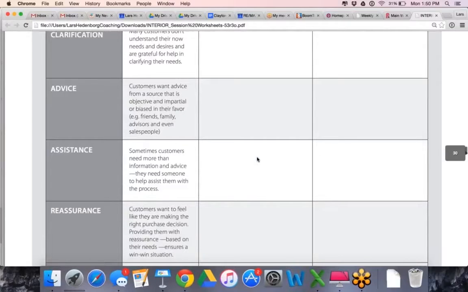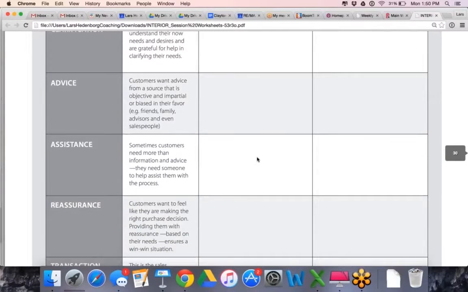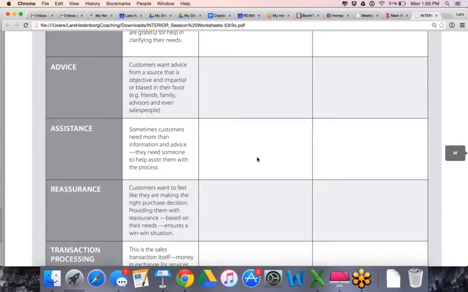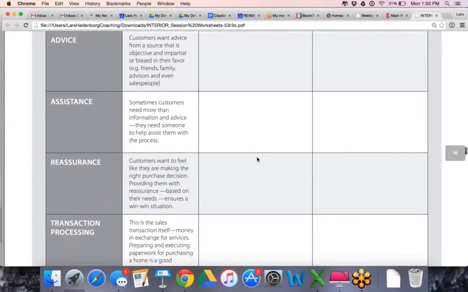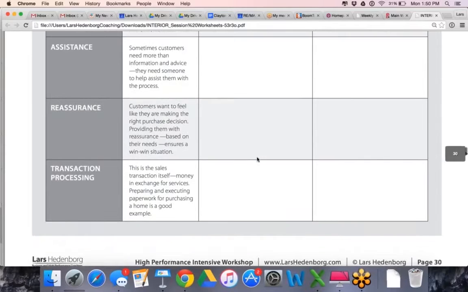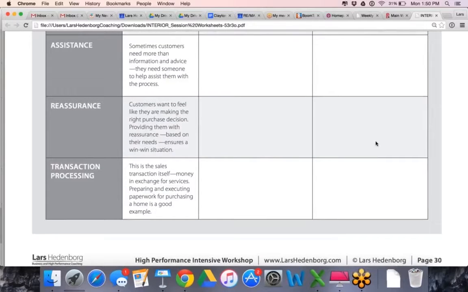Assistance, sometimes customers need more than information and advice. They need someone to help assist them with the process. Reassurance, customers want to feel like they're making the right purchase decision. Providing them with reassurance based on their needs ensures a win-win. Transaction processes, this is the sales transaction itself, money exchanged for services. So this is when they sign a loyalty agreement or a listing agreement, it's what gets you to closing. So they want the transaction itself to go really, really smoothly. Preparing and executing paperwork for purchasing a home is a good example.